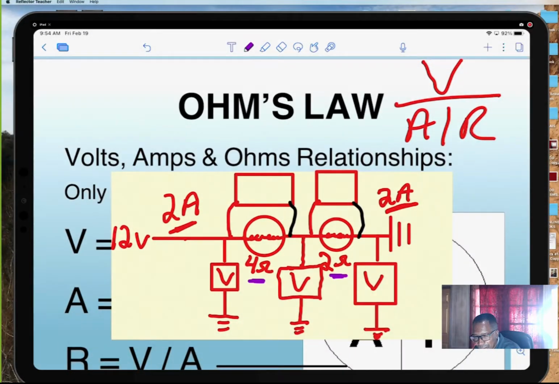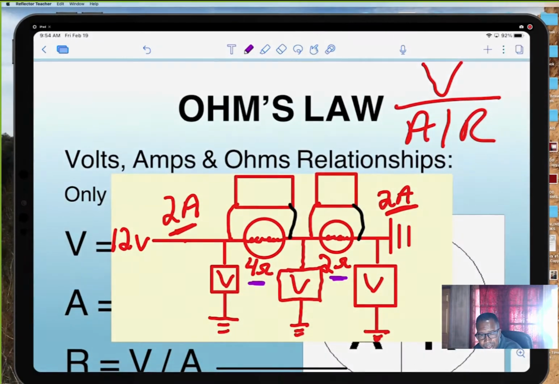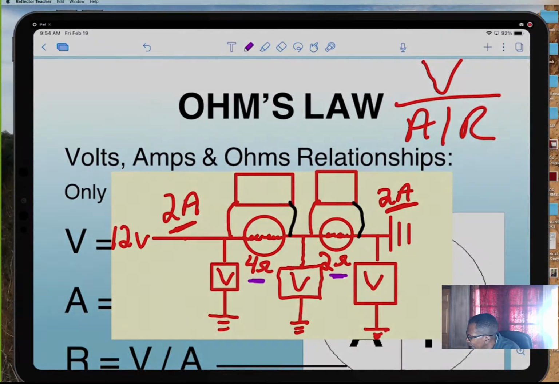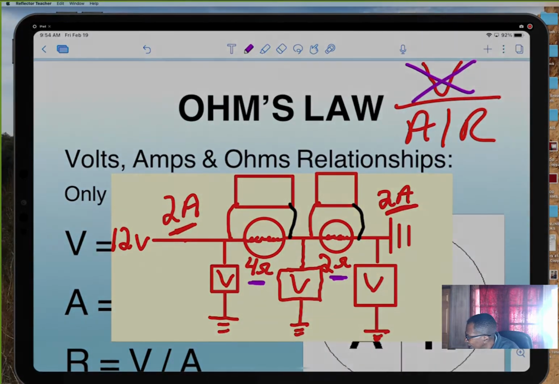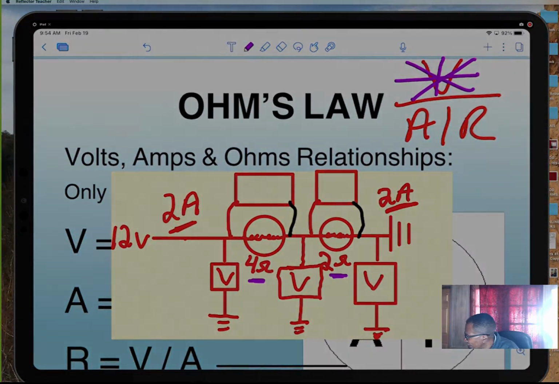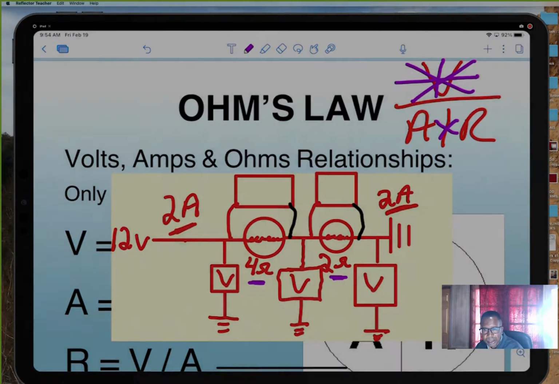Now, I want to figure out how much voltage is being lost across each load device. To do that, I want to figure out the voltage. So my math formula is amperage times resistance.